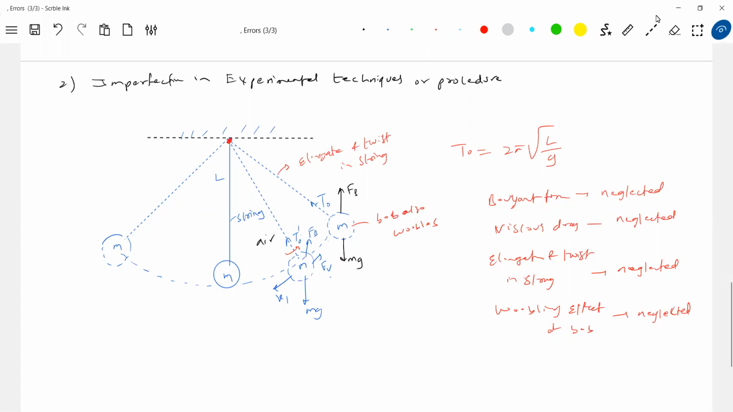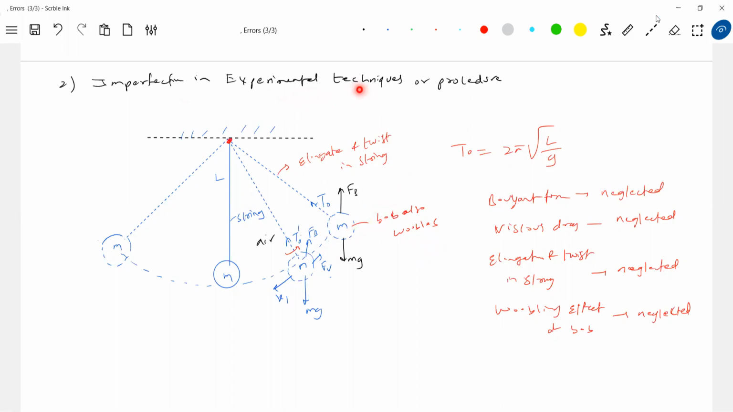From where should I measure the time period? The moment I release, I should measure the time period. So instead of measuring the time taken for 10 oscillations, I'll measure for 9. Or I'll measure for some other number, like only 5. All this happens if I don't take observations correctly, and that will lead to this. It all depends upon techniques here.